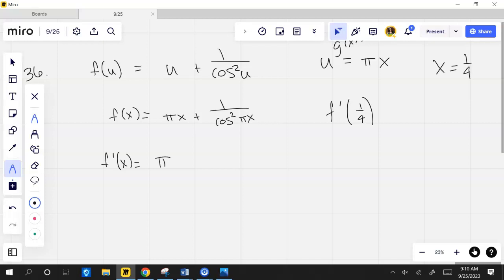Why are we not plugging in? We'll plug in 1/4 last. I wouldn't do quotient here. I would change this to that. Well, because it's 2 in the bottom right now. This I could write as cosine to the negative 2 of x.